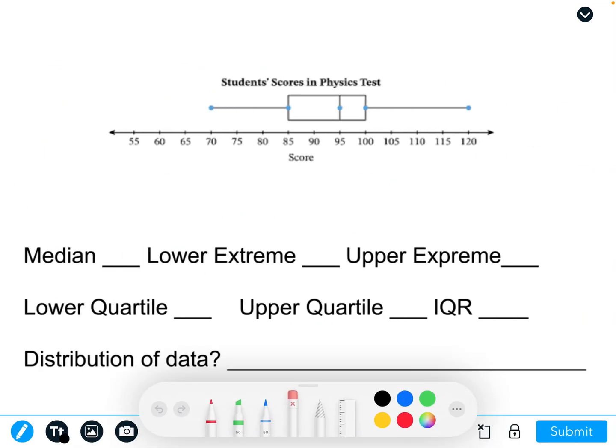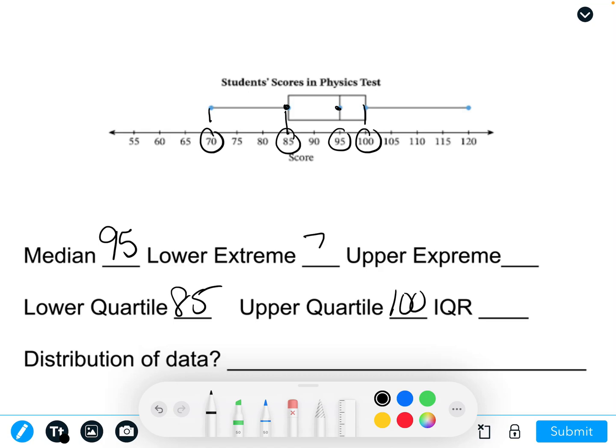So here's an example of one for us to look at. Just looking at the box and whisker plot and getting information off of it, our median of the data is right here in the middle, which is a 95. The lower quartile would be right here at an 85. The upper quartile is right up here at 100. The extremes are our minimum and maximum. So our lower extreme is at a 70 and our upper extreme is at a 120.